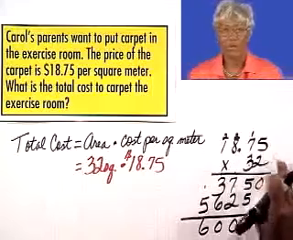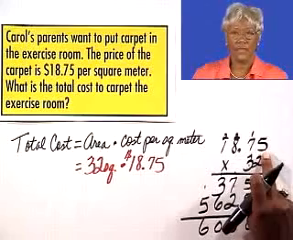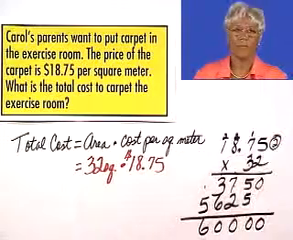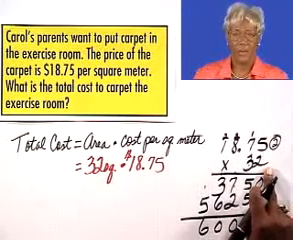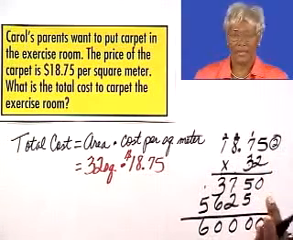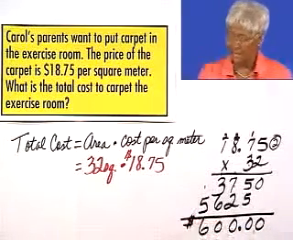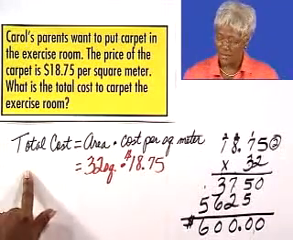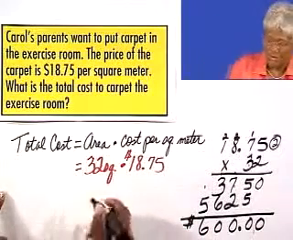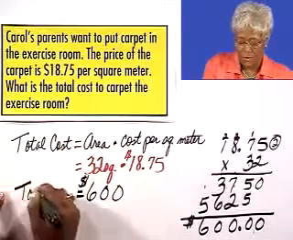Now we're not quite through. Remember, when you're multiplying decimals, how many places are to the right of the decimal point? In the first number, there are 2 places. How many to the right of the second number? 0. And we have to have a total of 2 places in our product. 1, 2, and remember, this is money. So what is the total cost to carpet the exercise room? We found it to be $600. That equals the total cost.